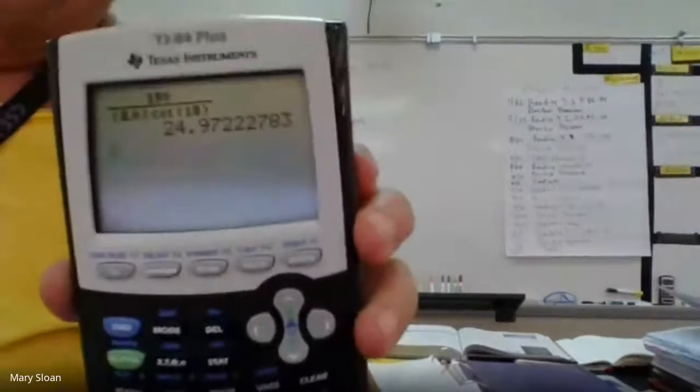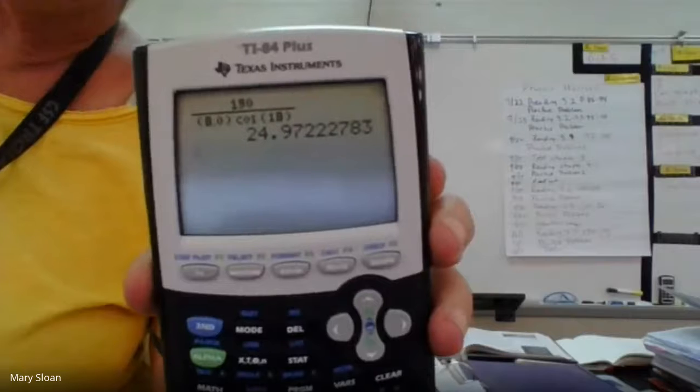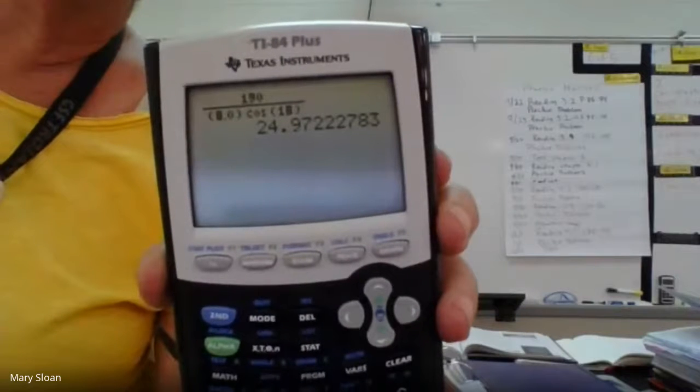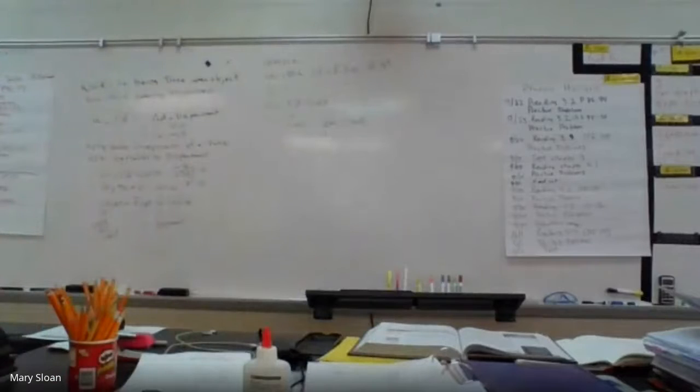Did you make sure to put it in brackets? Yes. Let me try again and see what happens. Can you see my Bailey? Okay, I didn't put my cosine 18 on the bottom. I multiplied the whole fraction by cosine 18. Oh, okay. That makes sense, because I was like, what in the world is she doing?